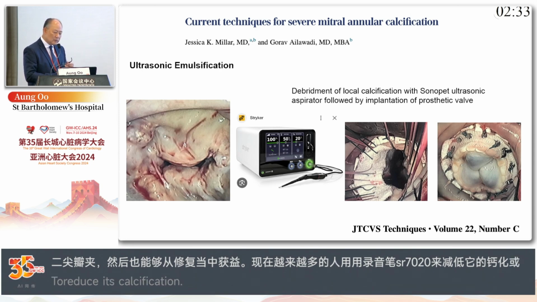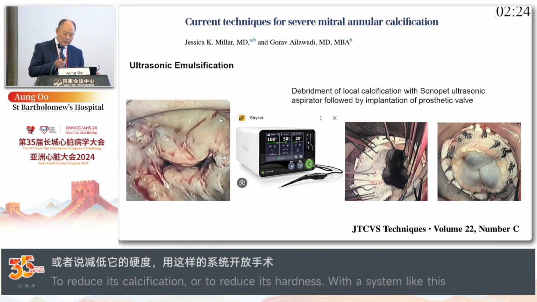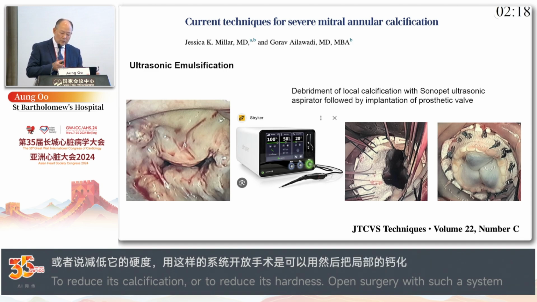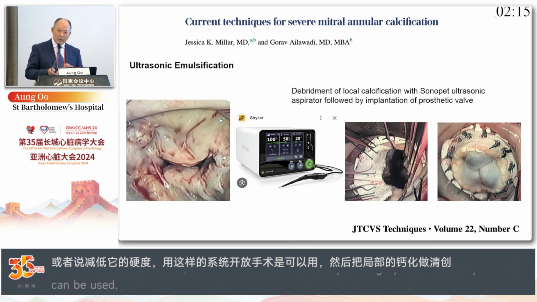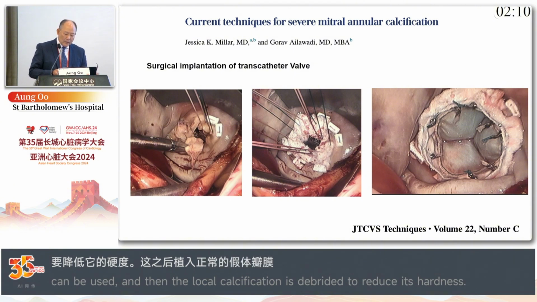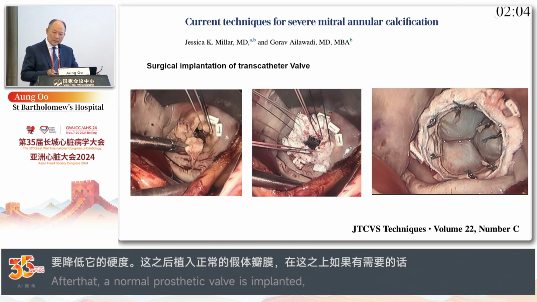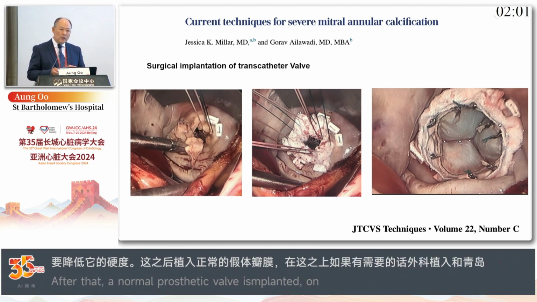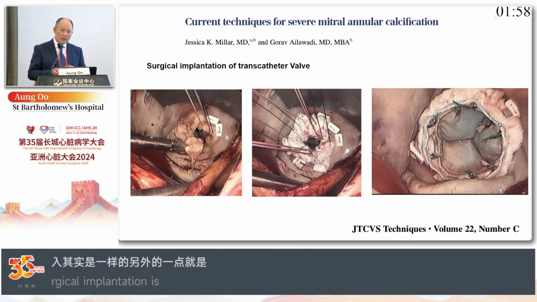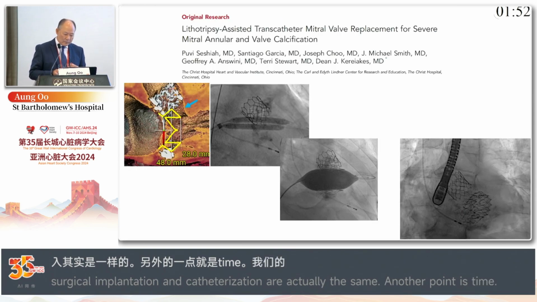One of these is ultrasonic emulsification, using the Skyler system in open surgery, where you can aspirate and debride the localized calcium in the annulus, reducing the stiffness, followed by implantation of a normal prosthetic valve. On top of that, if required, you can do the same with surgical implantation of a transcatheter valve. An additional one is Tendyne, the transapical valve, which is one way of dealing with severe mitral annular calcification.